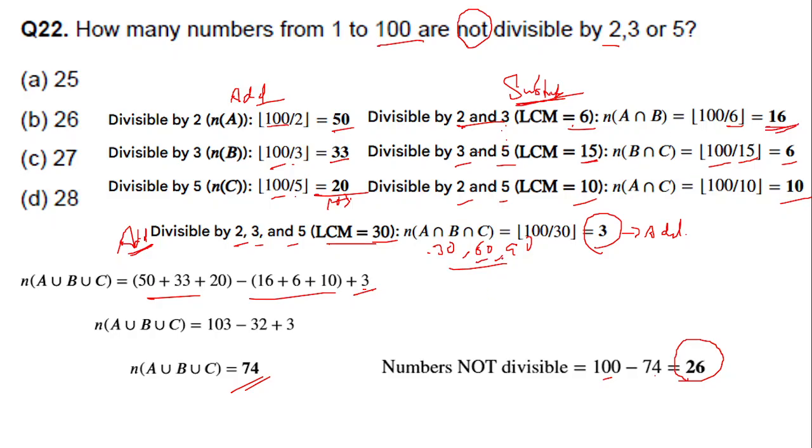2 and 5 is 10. The count has already come. So all these things are already counted here. That's why this is getting subtracted. When we subtract, all these values will go off. That's why finally we are just adding these three values. Okay. The numbers divisible by 2, 3 and 5. Thank you.